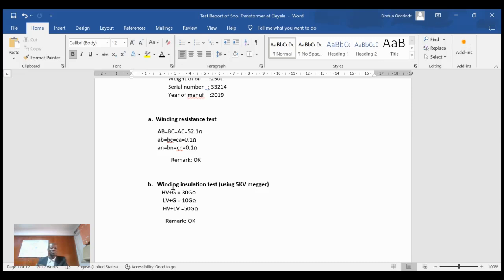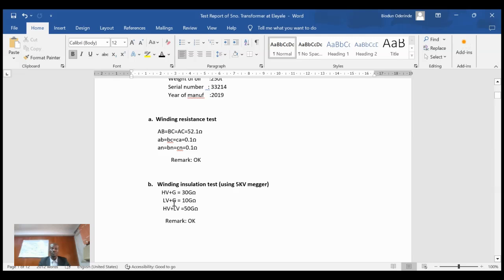If the transformer has good insulation, it must read bigger ohms. You can see this one is 30 gigaohms. There must be enough insulation between the primary winding and the ground. The higher the insulation value, the better the insulation of the transformer. As you can see, this one has 30 gigaohms, which is better.